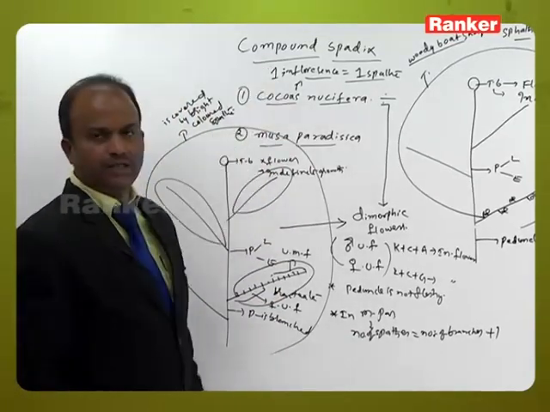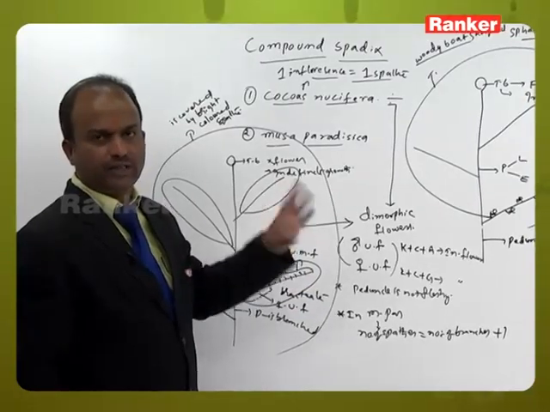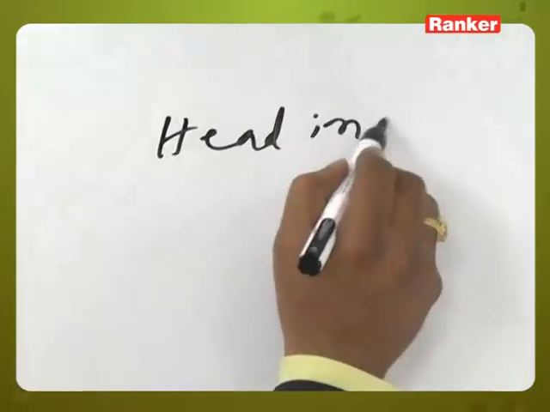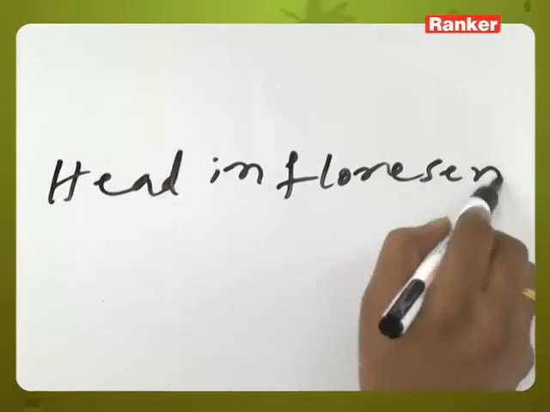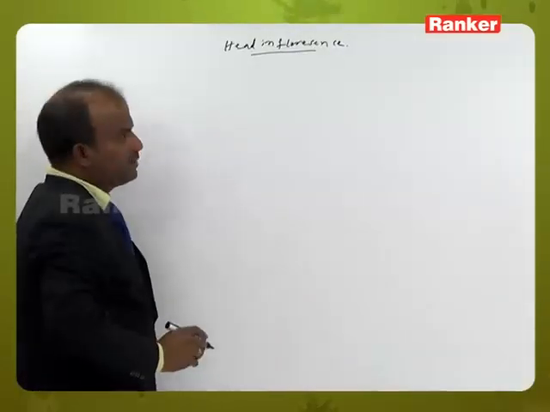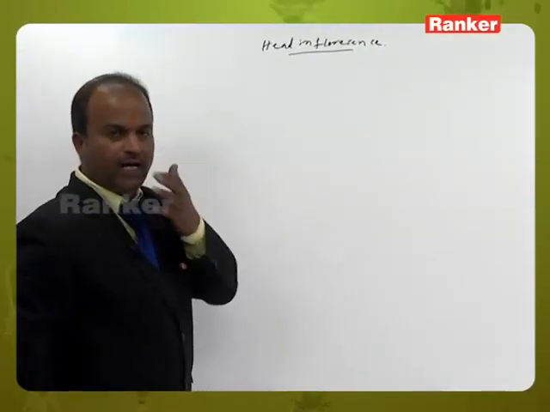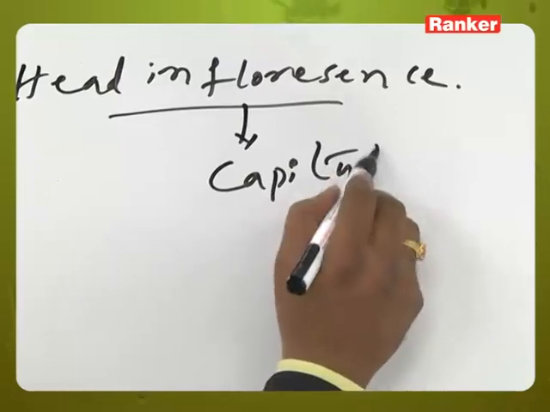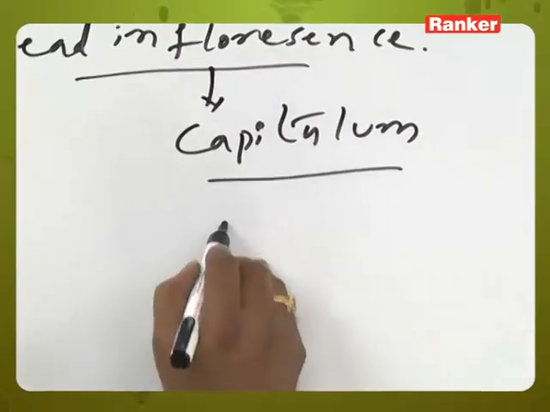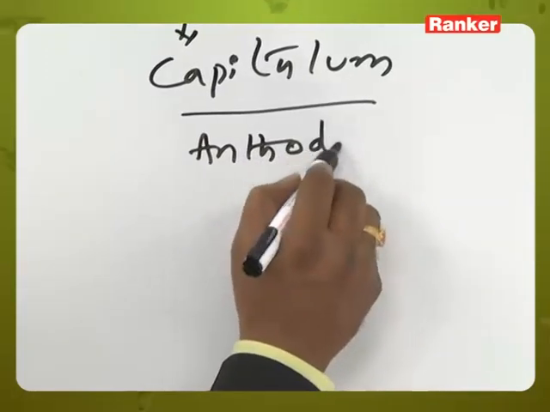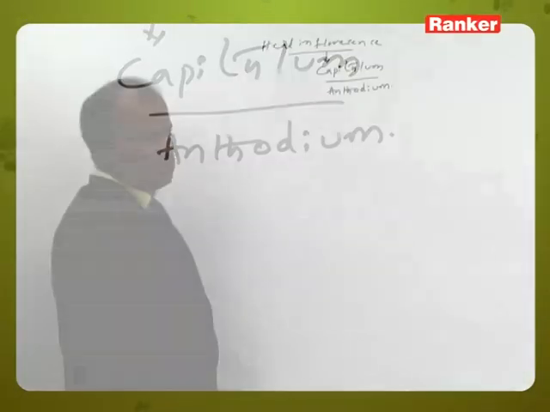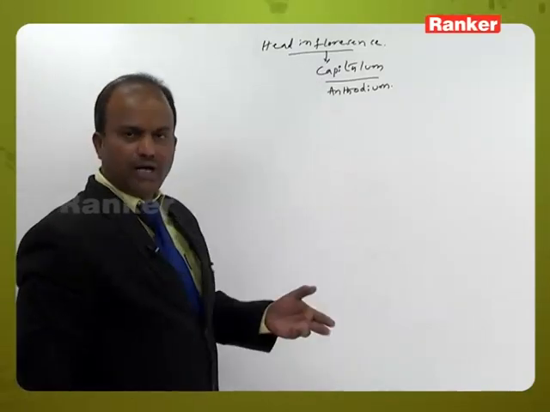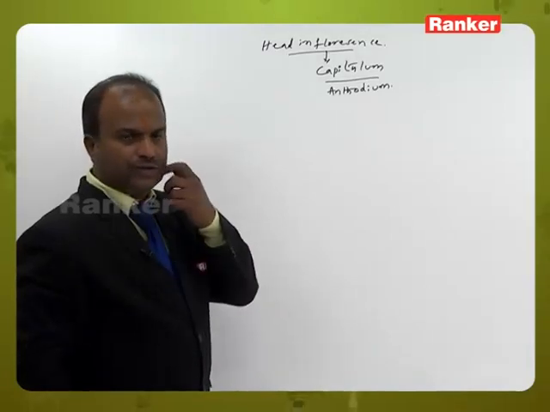So we completed this compound spadix inflorescence. Next inflorescence is nothing but the head inflorescence. Now this head inflorescence is also called a capitulum, or it is also called an anthodium inflorescence.